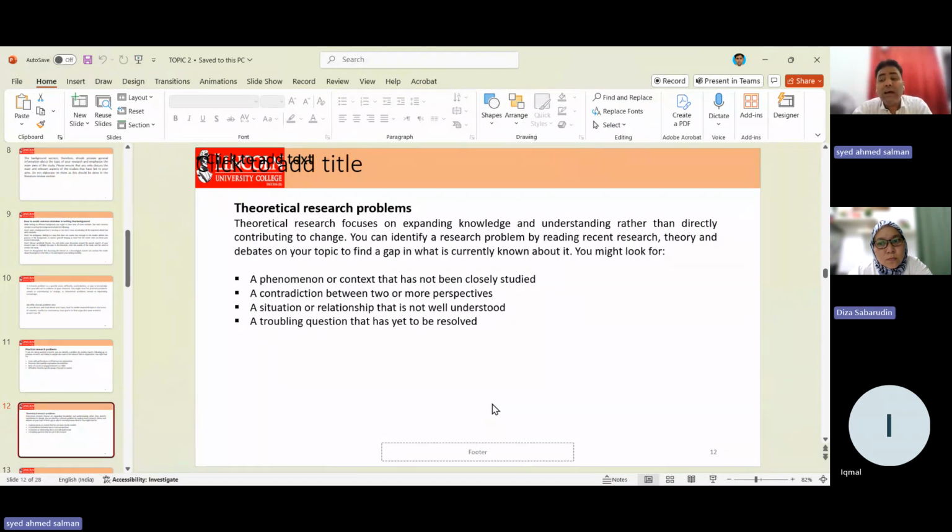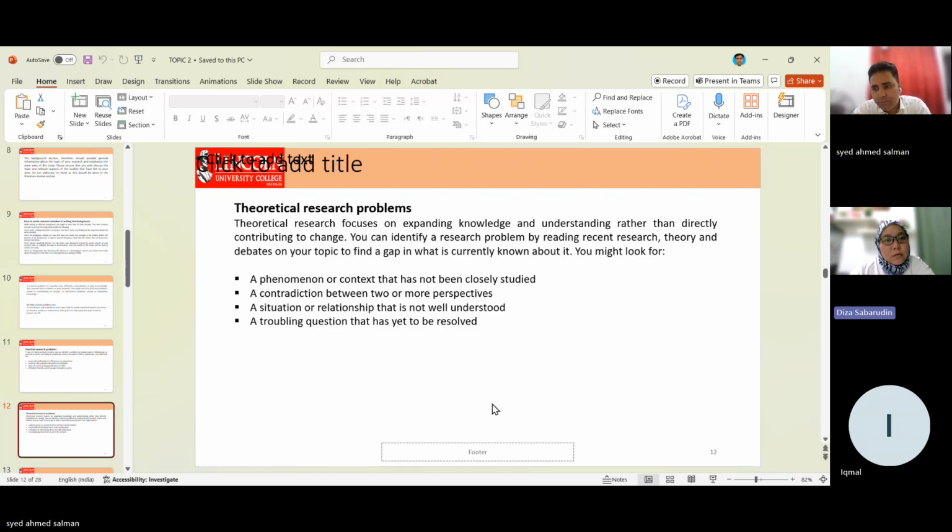The third thing is a situation or relationship that is not well understood, meaning that you are going to do hypothesis testing relationship research, but the research has not been perfectly done in many areas, for example innovation and student satisfaction. Or you are talking about hospitality innovation and tourist satisfaction. So these variables have not been studied previously. So you are going to conduct this research on these variables.